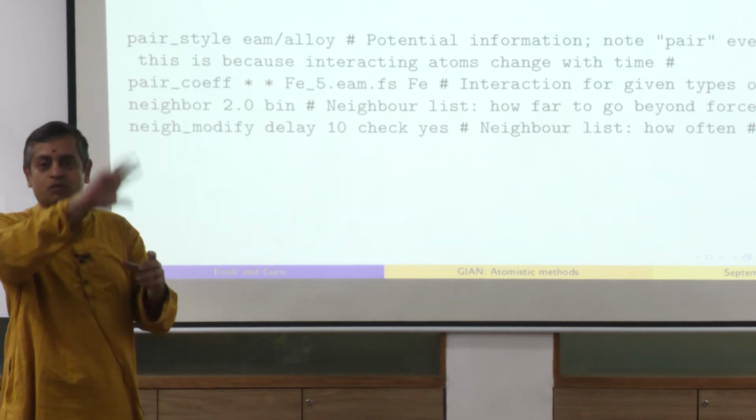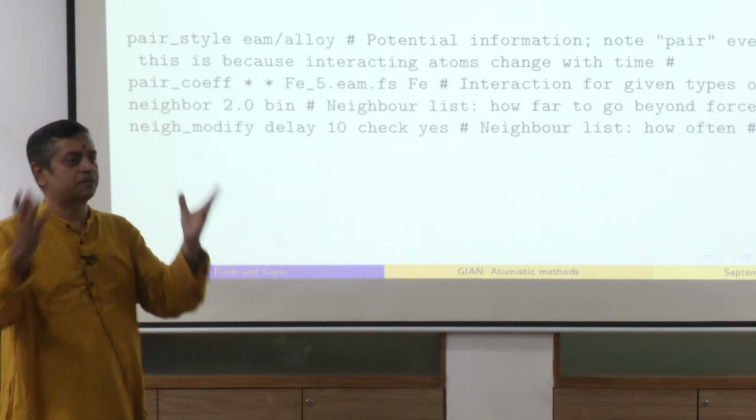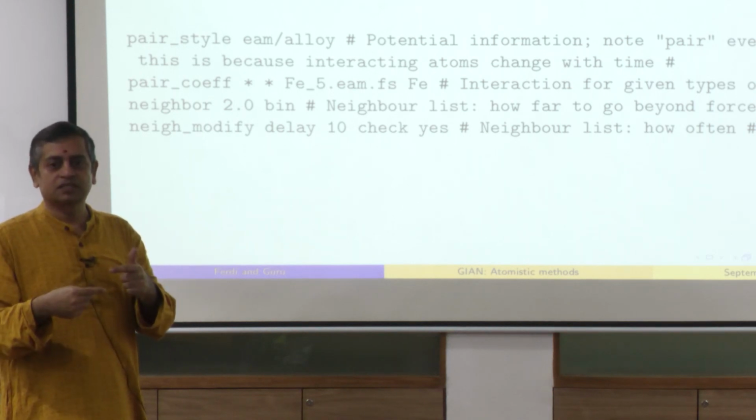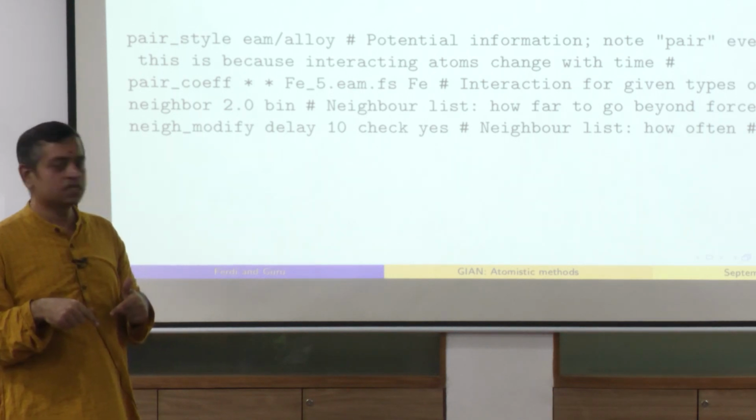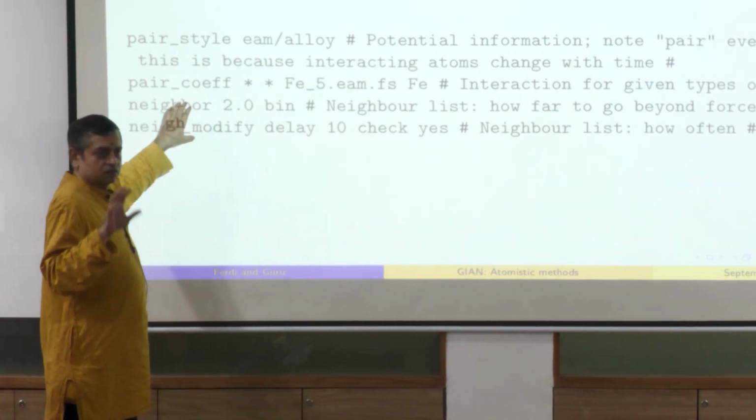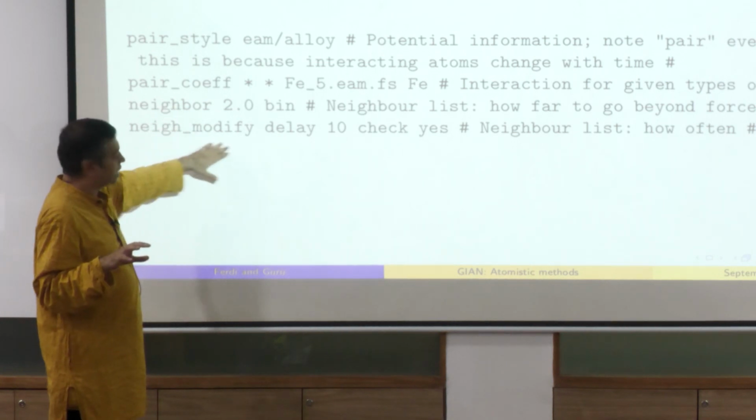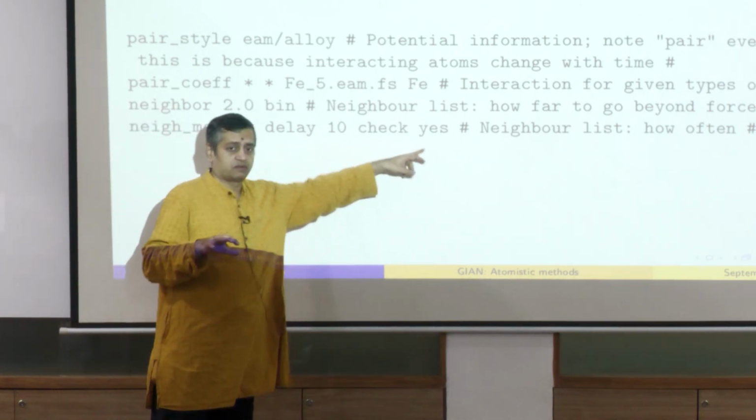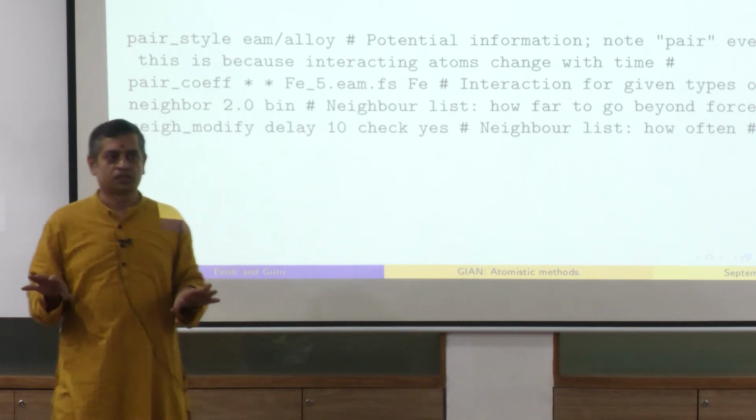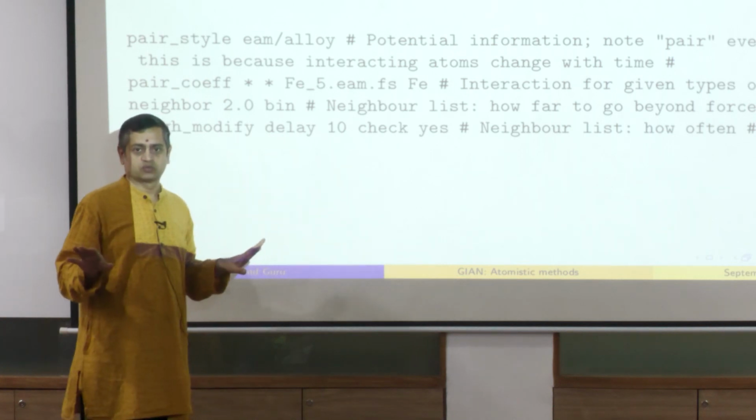But suppose suddenly one part has melted or some atom has moved, then it has changed, it will regenerate the neighbor list and then come back and continue with the simulation. Okay. Because this is a costlier process, that is why it takes care. You can say check no, which means once in 10 steps it will necessarily do. If you say delay 10, certainly for 10 steps it will not do, okay.